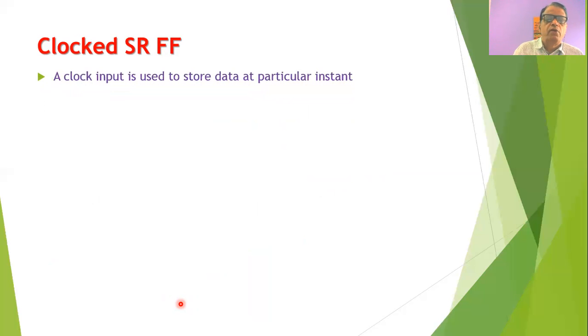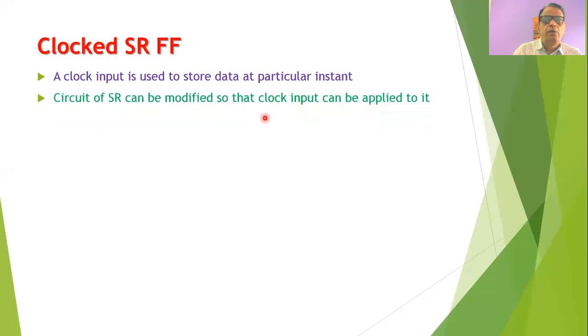Now it is possible that you can apply some clock input to the SR flip-flop. By using the clock input, it is possible that we can store the data at a particular instant into the SR flip-flop. So the clock input is another input, and whenever the clock is enabled, then only the flip-flop will be enabled, and we can store the data in the SR flip-flop. So we can modify the circuit of the SR flip-flop so that we can apply the external clock input to the SR flip-flop.